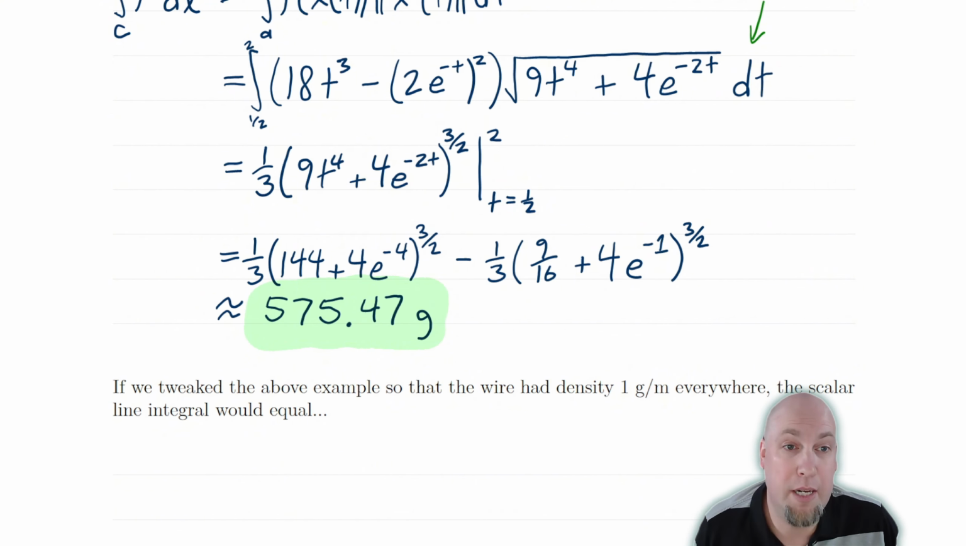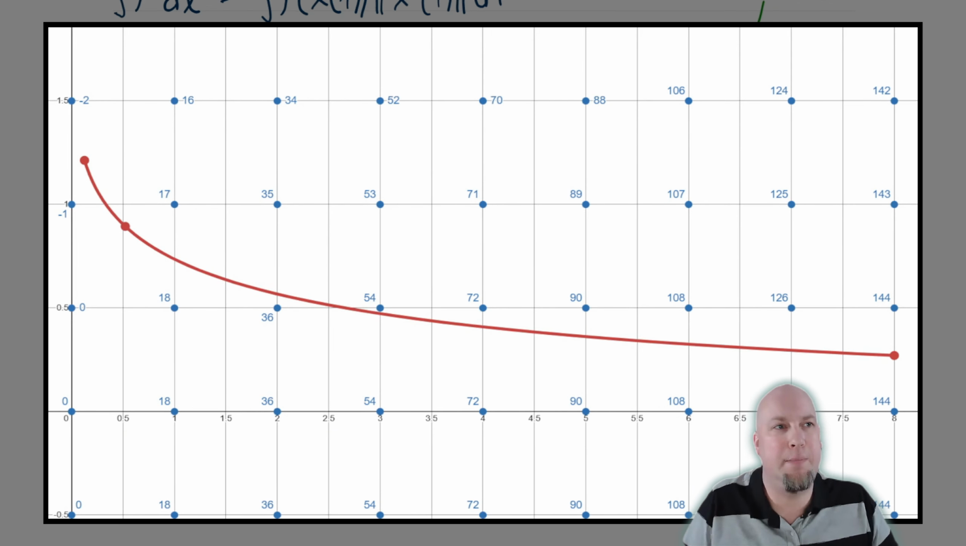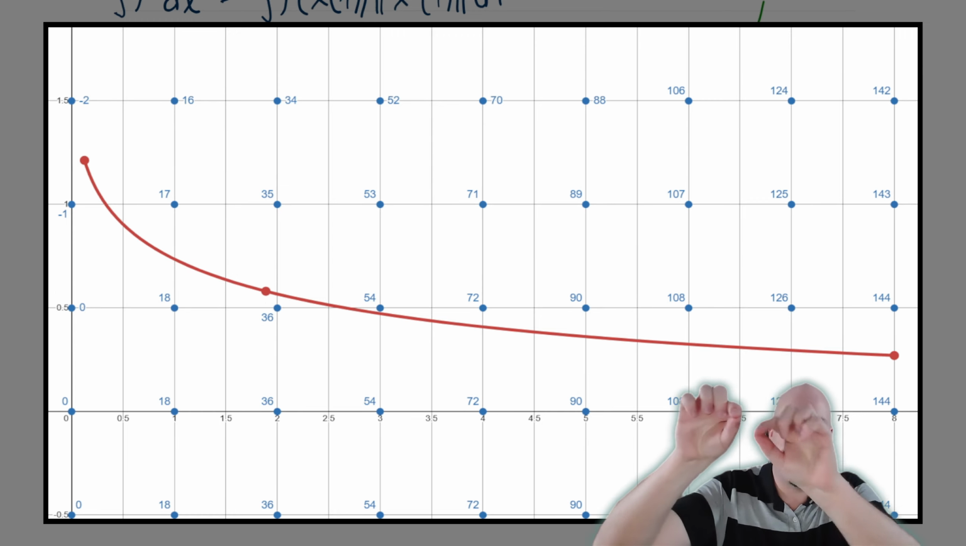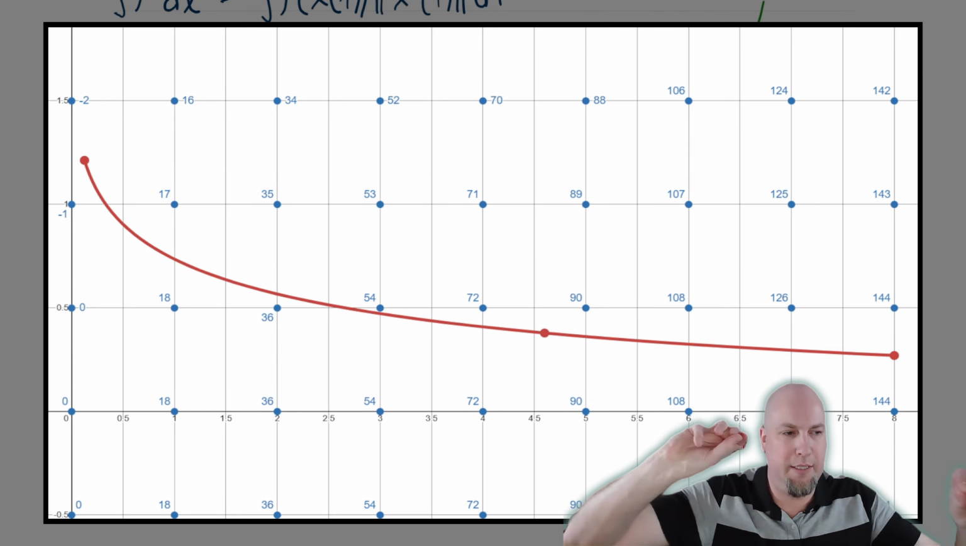575.47 grams. Okay, so that's how heavy the wire is if its mass is distributed in this way. And if you look at this plot here, what's happening is you've got this wire. It's not super duper bendy. It's more bendy on the left than on the right.